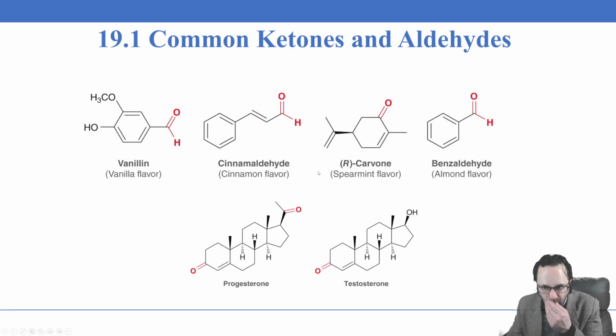Carvone is a spearmint flavor. R-carvone is spearmint, while S-carvone is the caraway. That's a ketone here. Benzaldehyde is the almond flavor, just benzaldehyde without these additional groups. So you can see vanillin, the vanilla flavor, and the almond flavor have a very similar molecule. The steroid hormones, for example, progesterone and testosterone, also contain ketones. That's the reasoning for the "-one" ending, which indicates the presence of a ketone.